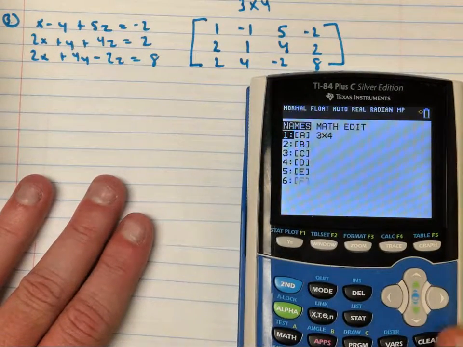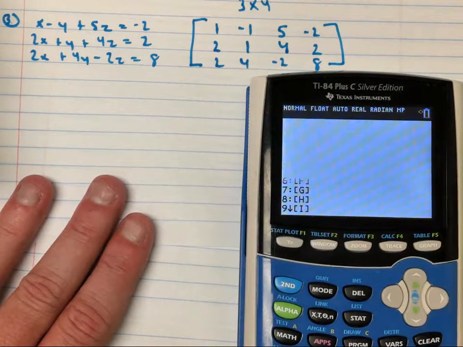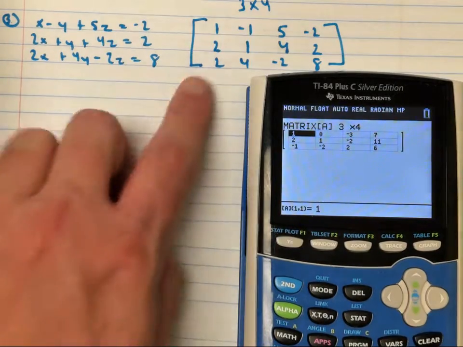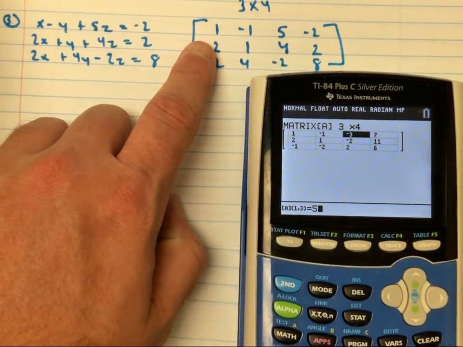So I'm going to second matrix. Over to edit. I'm going to change the numbers. It's already 3 by 4. So I'll just go 1, negative 1, 5.